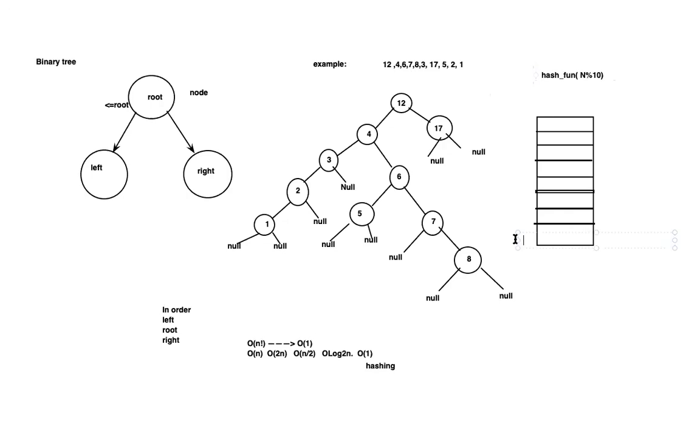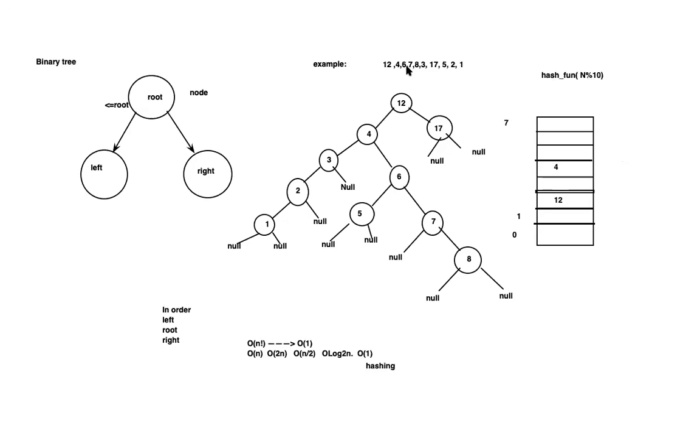I'm just giving an example. This is the zeroth index, this is the first index, and so on for the second index: 2, 3, 4, 5, 6, 7. Now what we do is store the data. 12 mod 10 is 2, so it will be stored here. 4 mod 10 is 4, so 4 is stored here.